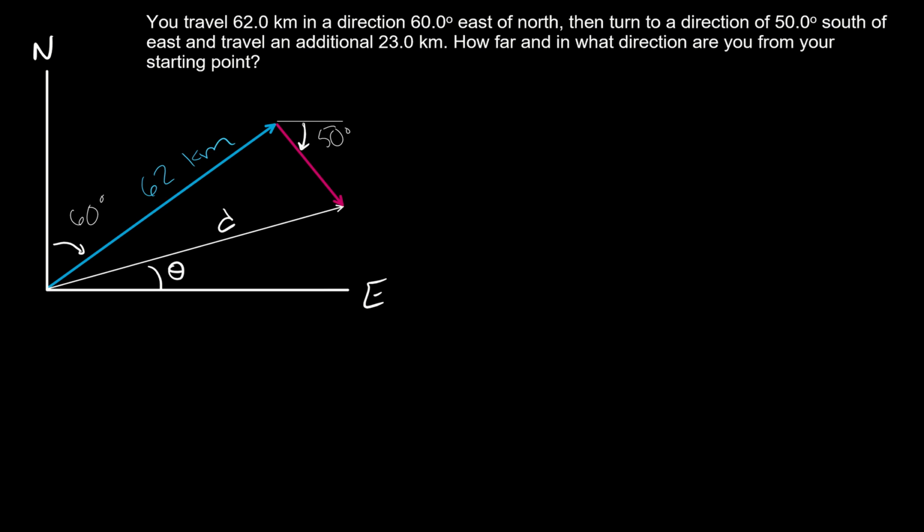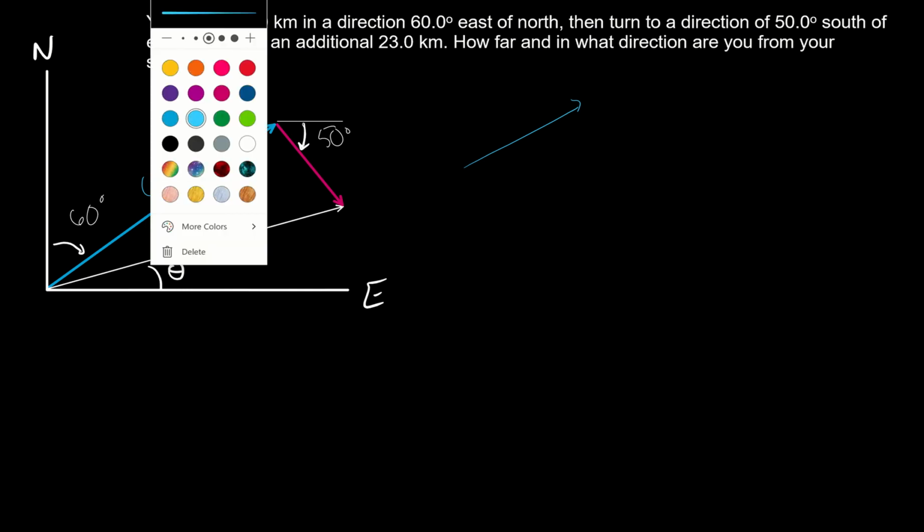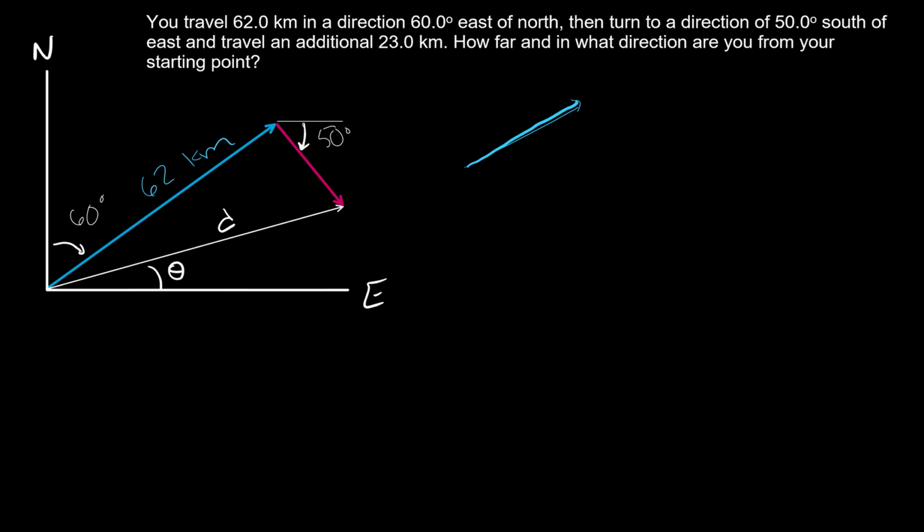Okay, so what we're going to want to do is split up our displacements into their component parts. So we have our 62 kilometer vector. Let me make this a little thicker so you can see it easier. Here is our 62 kilometer vector, and we know that this was a 60-degree angle from due north. So if we wanted to figure out what the angle was from horizontal, that would be 30 degrees.